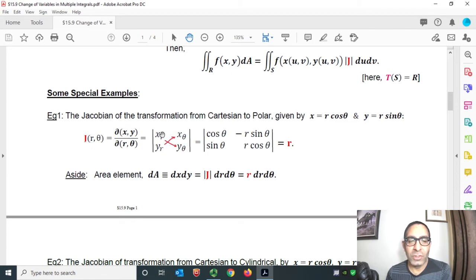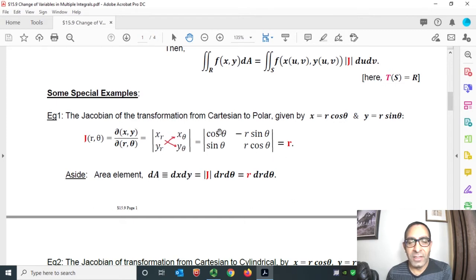So the Jacobian equals the 2 by 2 determinant of those partial derivatives. Here the partial derivative of x with respect to r, partial derivative of x with respect to theta, partial derivative of y with respect to r, and partial derivative of y with respect to theta. In the next step, x_r turns out to be cosine theta. Next, x_theta turns out to be negative r sine theta. Here r is constant for theta partial derivatives. Similarly, in the second row, we have sine theta, r cosine theta.